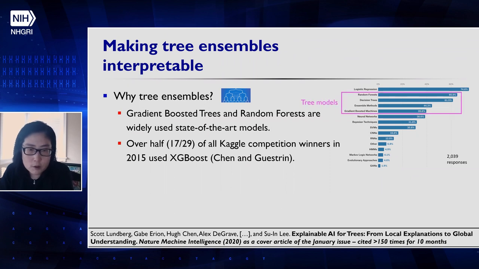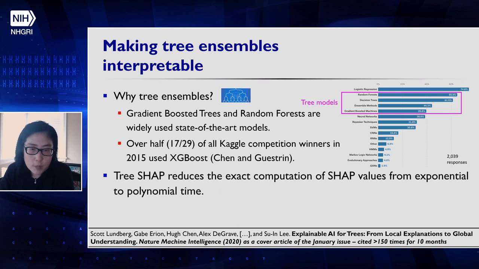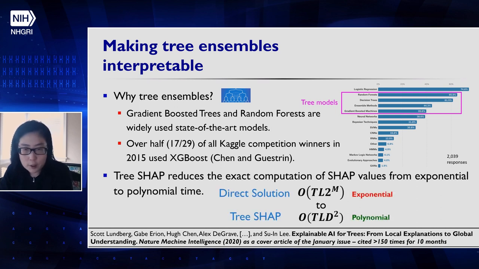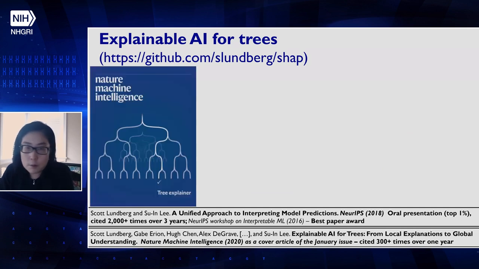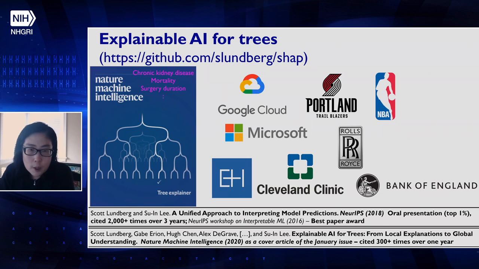And then we designed three algorithms that reduce the exact computation of SHAP values from exponential to polynomial time. I will show you soon how this method was effective in identifying the explanations underlying drug sensitivity. In the TreeSHAP paper, we applied it to various clinical prediction problems in medicine, such as CKD, mortality, or surgery duration. It's currently used by a lot of companies. In the link at the top, you can find the code, so that you can use it for your own research.